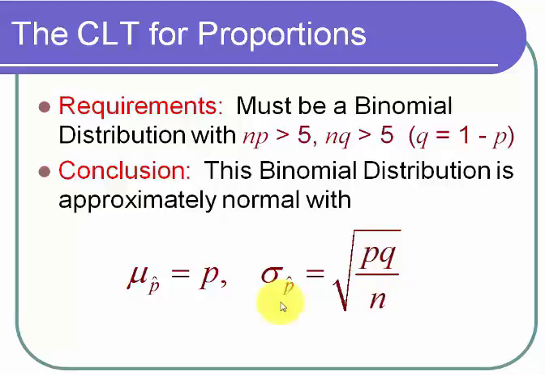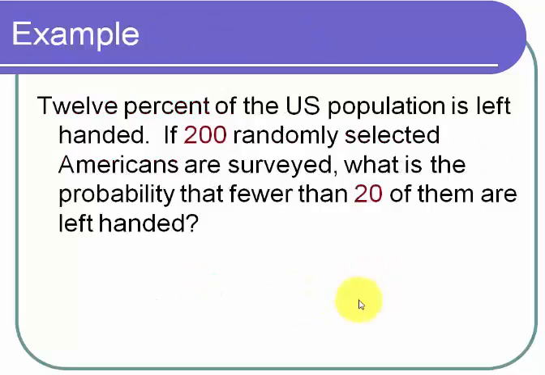So let me show you how to use this. Here's an example. 12% of the United States population is left-handed. I'm left-handed, so a lot of other people are too. We rule. If 200 randomly selected Americans are surveyed, what is the probability that fewer than 20 of them are left-handed? Notice that 20 over 200 is 10%. So the question is, what is the probability that less than 10% of 200 randomly selected Americans will be left-handed?